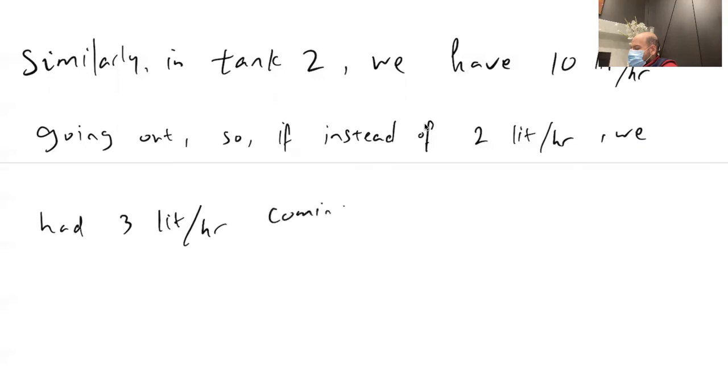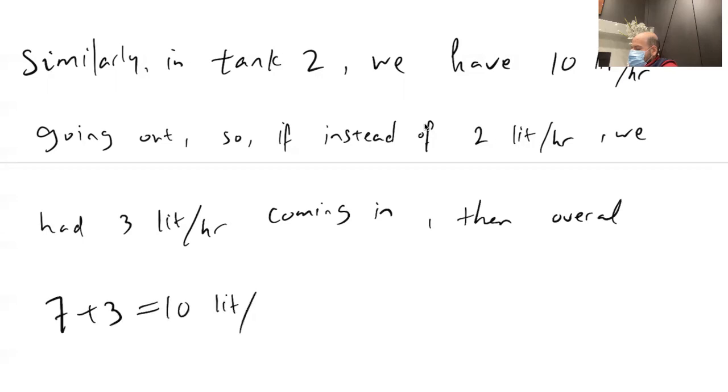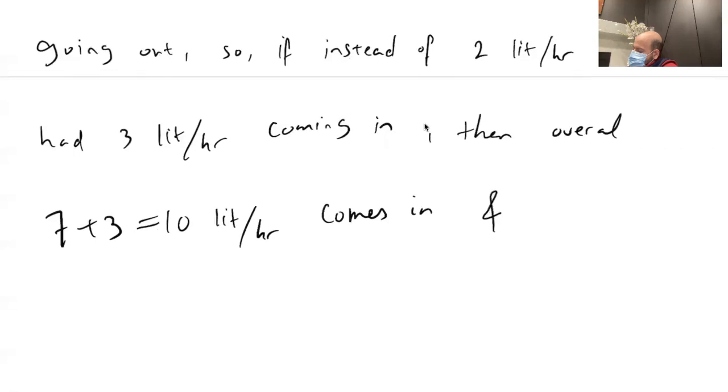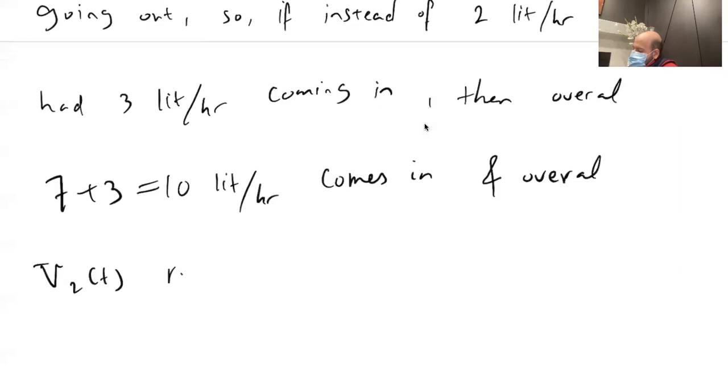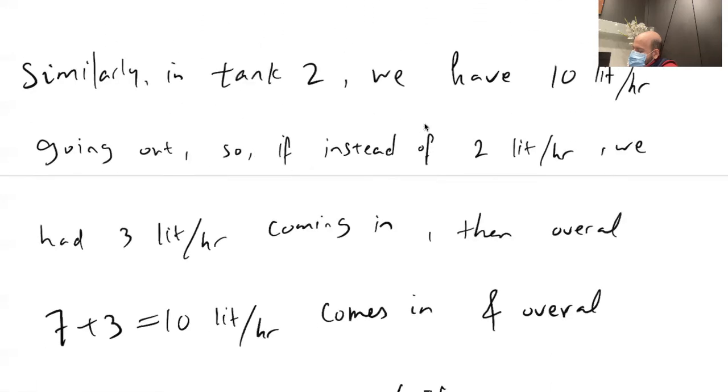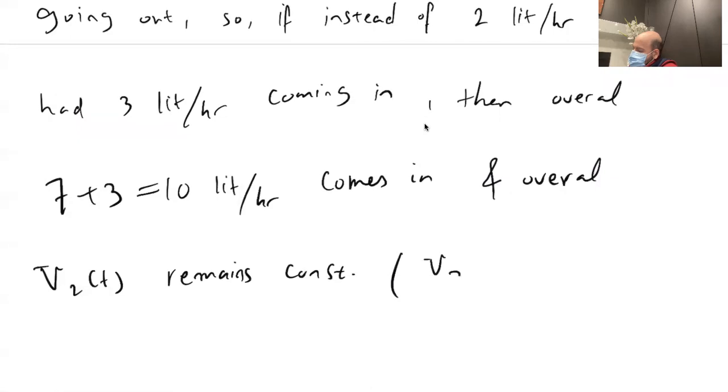we had 3 liters per hour coming in, then overall 7 plus 3 equals 10 liters per hour comes in, and overall V2 of t remains constant. V2 of t will be 1000 liters.